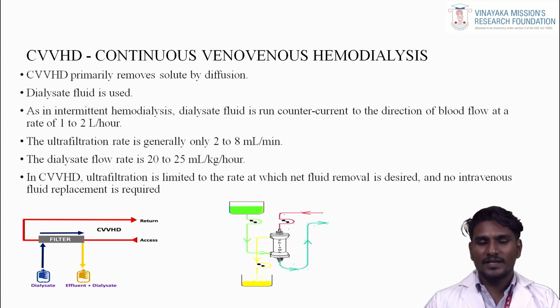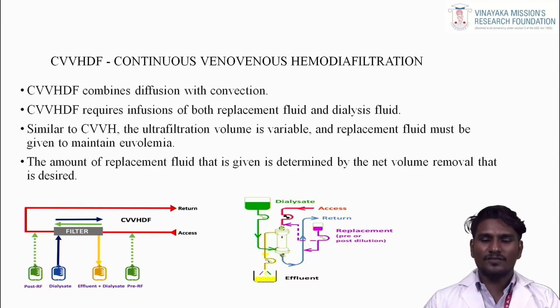In CVVHD, ultrafiltration is limited to the rate at which the net fluid removal is desired and no intravenous fluid replacement is required. CVVHDF, continuous veno-venous hemodiafiltration, combines both diffusion and convection principles. CVVHDF requires infusion of both replacement fluids and dialysis fluid. Similar to CVVH, the ultrafiltration volume is variable and the replacement fluids must be given to maintain euvolemia. The amount of replacement fluid given is determined by the net volume removal that is desired.